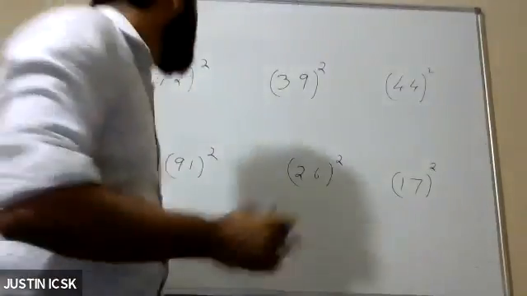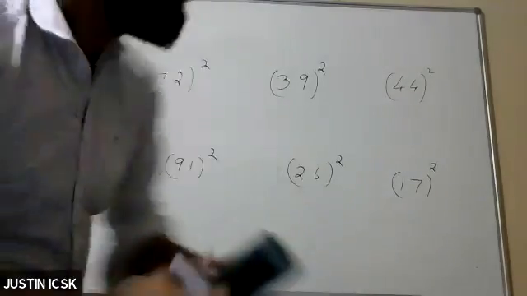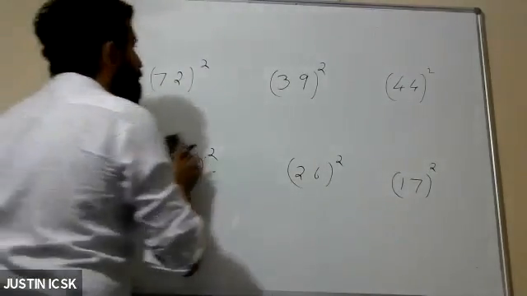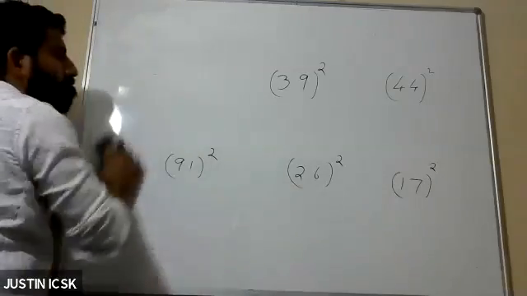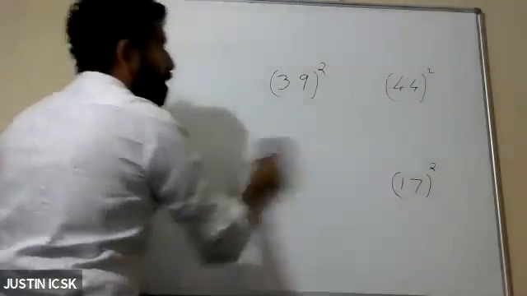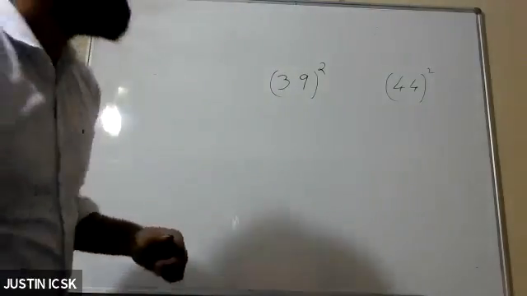So one or two I will explain. I think one of them is the answer. Not that difficult. I will just explain 39. 39 I will explain to you, and 44 I will explain for you.